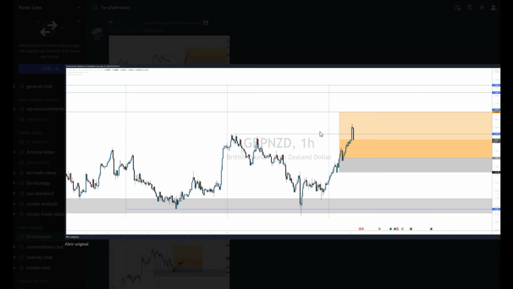GBP NZD was another trade. As you can see, the Kiwi did pretty bad this week, so we took advantage of it, buying pairs where NZD is the secondary currency. So that was another trade on GBP NZD.